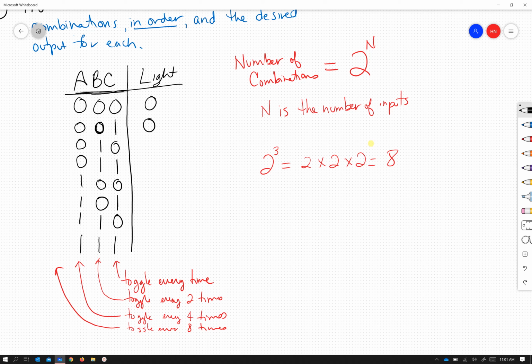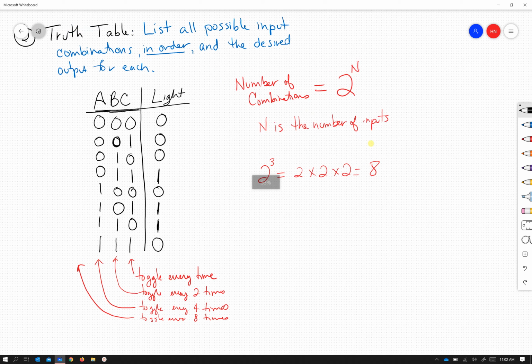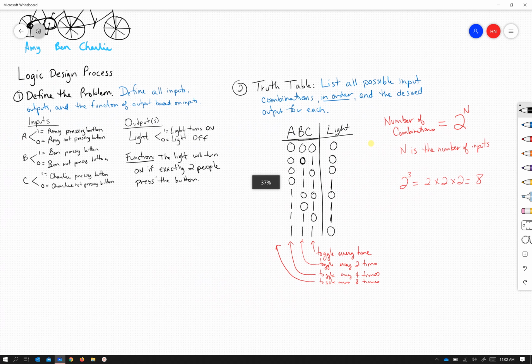So the only time really when it's safe to ride the bike is when 2 of the inputs are 1 on the same combination. So here it'll be safe to ride the bike. Here it'll be safe to ride the bike as well as that combination. The rest of the combinations, that one, it's only one person, that's only one person, that's only Amy. And then the last combination is all 3 of them, and we said that is not safe to ride the bike. We are now done with step 2 of the design process, where we listed all the possible combinations in order following the instructions in red, and we have put the desired output for each following the function that we outlined in step 1.